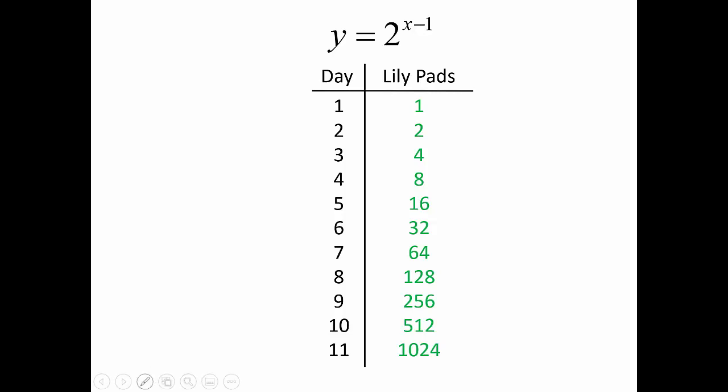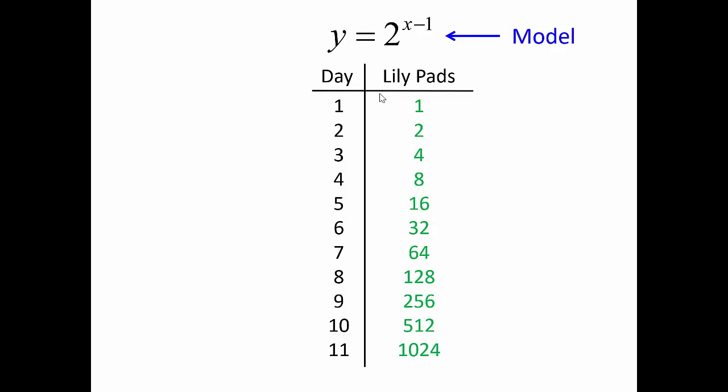Pick any day, for instance, day number 6. If I take 6 and plug it in for x, x minus 1 is 5, 2 to the 5th is 32. I can use this equation, or when we're talking about application problems, we refer to it as a model. We can use this model to predict how many lily pads we're going to have on any given day.